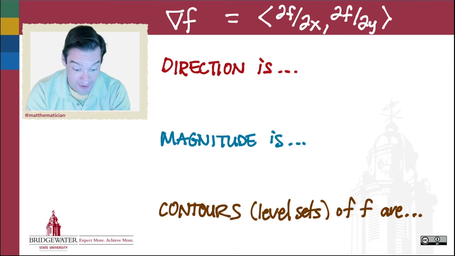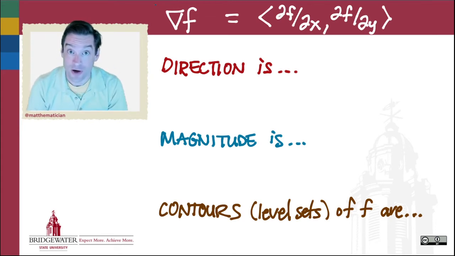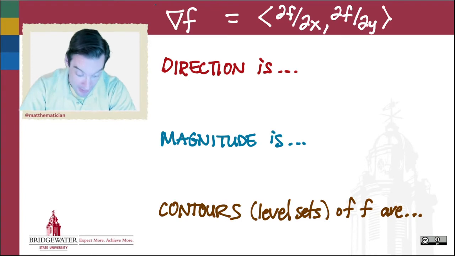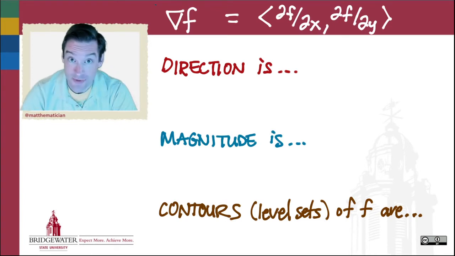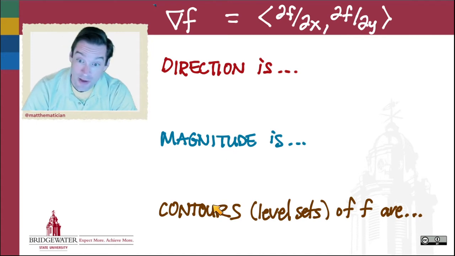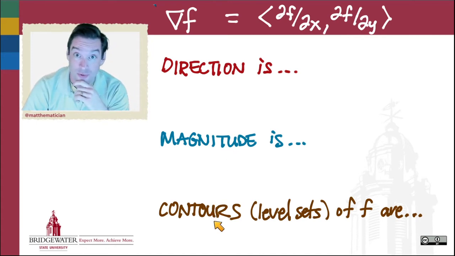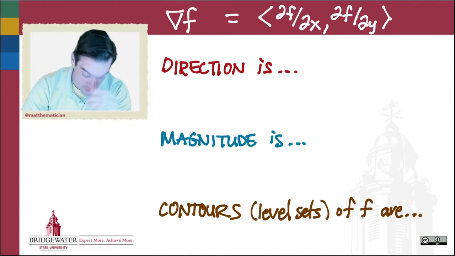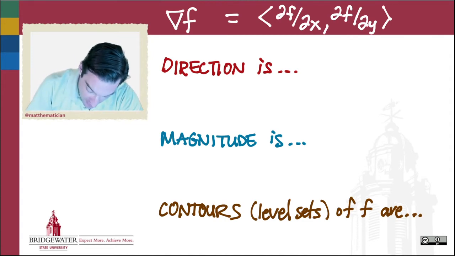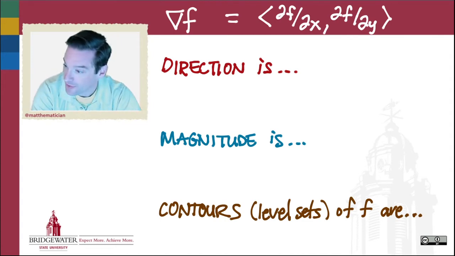So the gradient vector, which is a vector whose components are the partial derivatives of a function. Most important things qualitatively to know about it, conceptually, are what are its direction, what are its magnitude, and what relationship does it have to contours, level sets of f. So just to quickly recap, what does the direction of the gradient vector tell us?